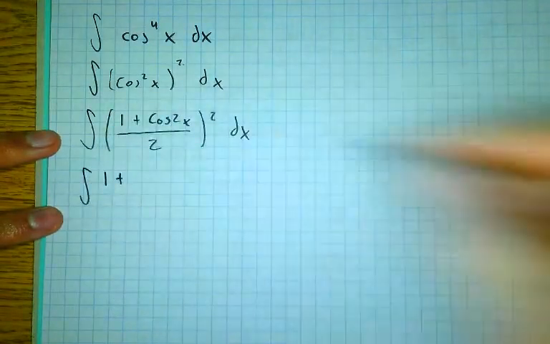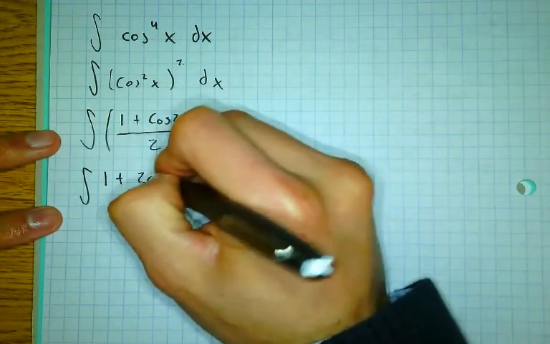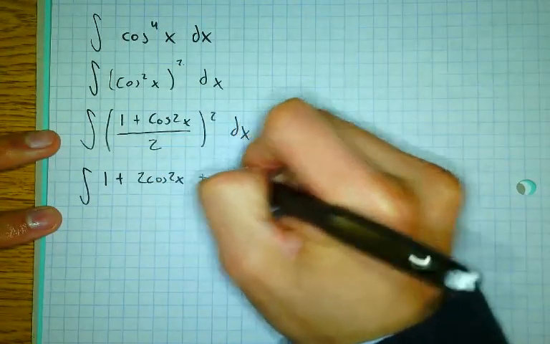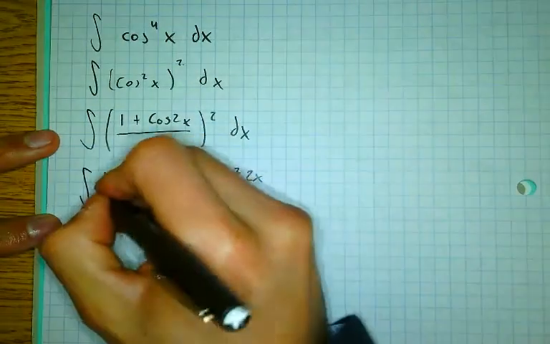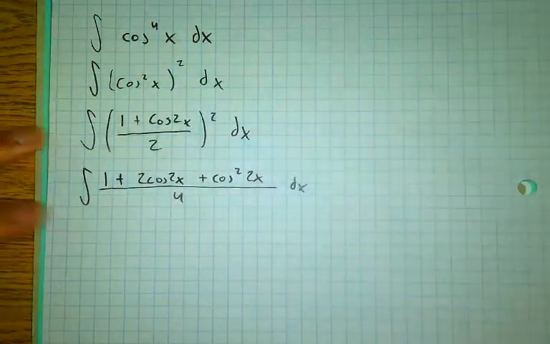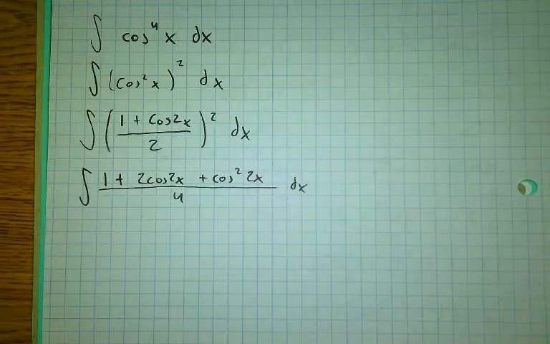1 plus 2 cosine 2x plus cosine squared 2x over 4 dx, right? Okay, but now what?